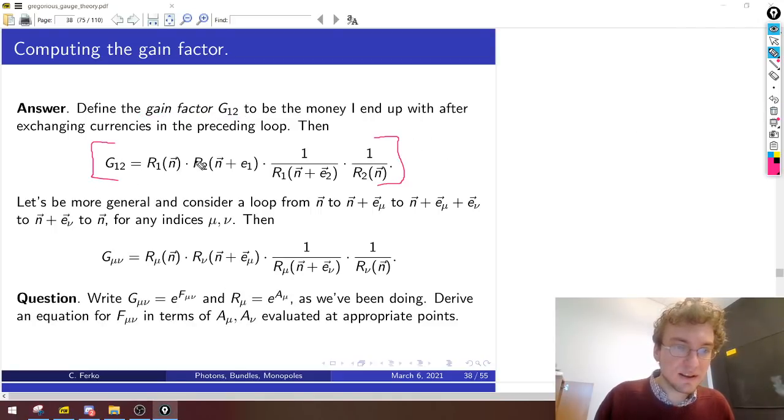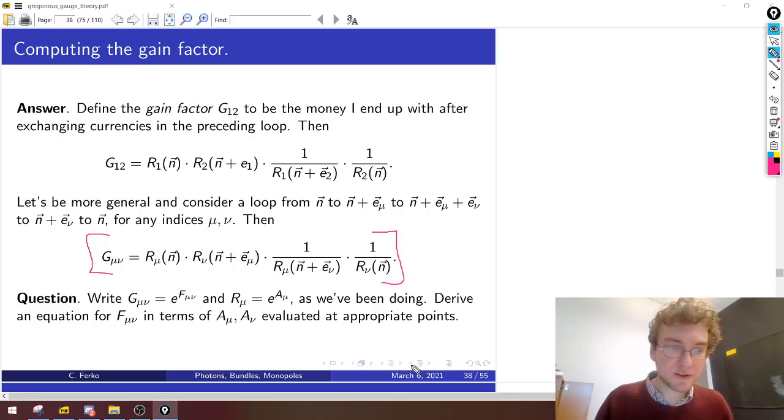So it's this R1, R2 divided by R1, R2 at different points. And if we were more general and said, okay, it doesn't have to be 1, 2, it could be to any e mu and then e nu, we're just using the Greek letters mu and nu, then the gain factor would be the same thing where I replace the 1 and 2 with a mu and a nu. Okay, so this is our gain factor.